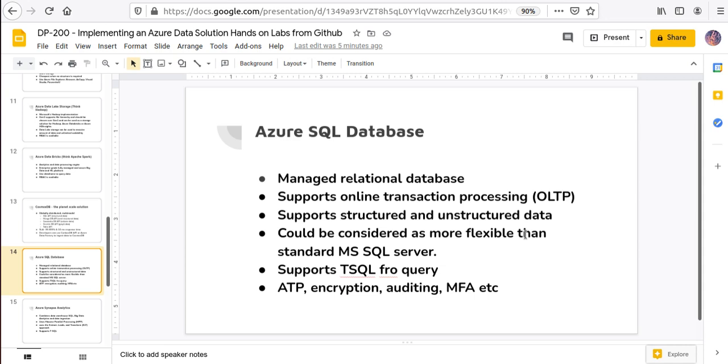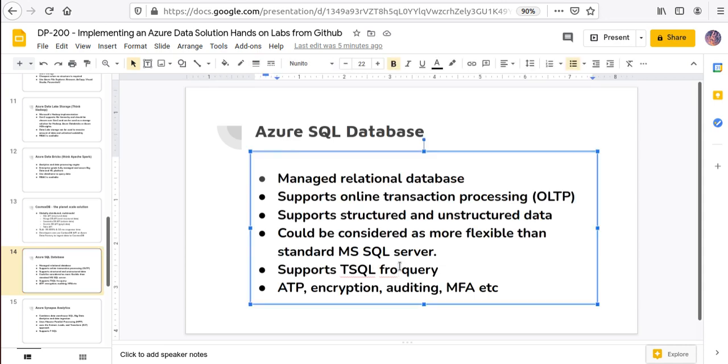It does support the T-SQL query, and lots of security features like advanced threat protection, encryption, auditing, multi-factor authentication, firewall. All of them are supported. So take a look into that.